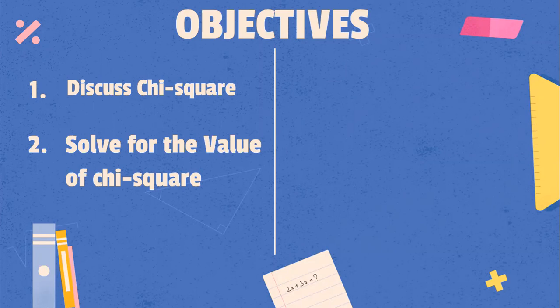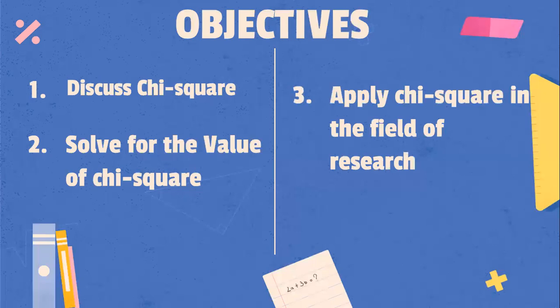Number two, solve for the value of chi-square. And number three, apply chi-square to variables in the field of research.